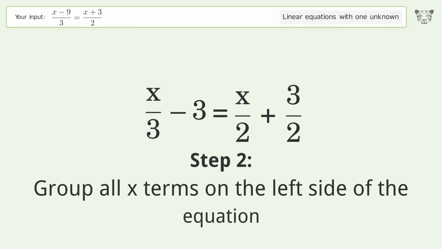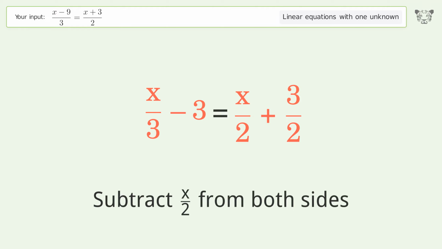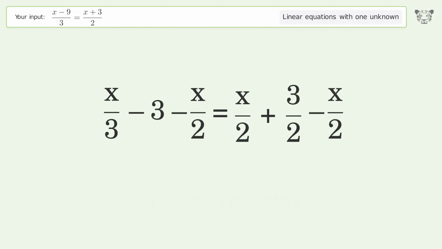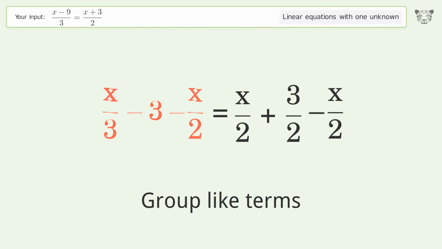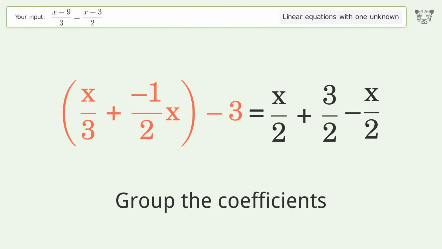Group all x terms on the left side of the equation. Subtract 10/2 from both sides. Group like terms. Group the coefficients.